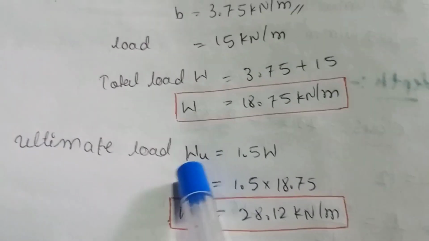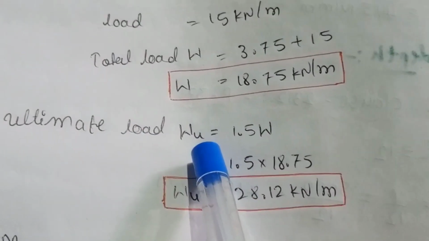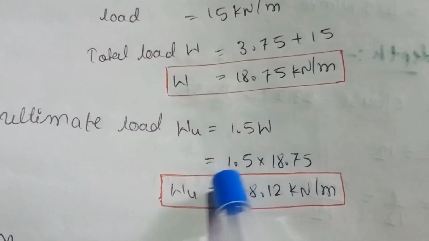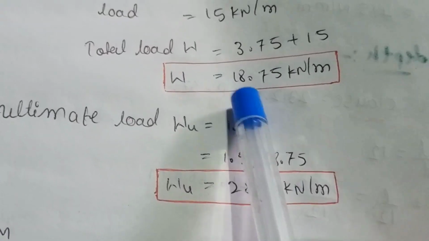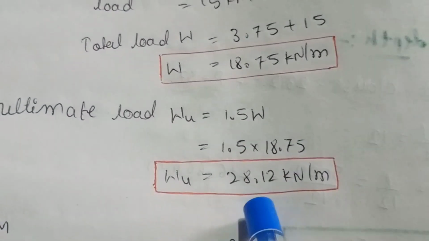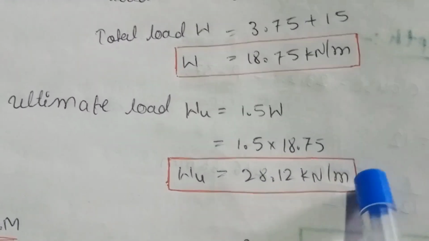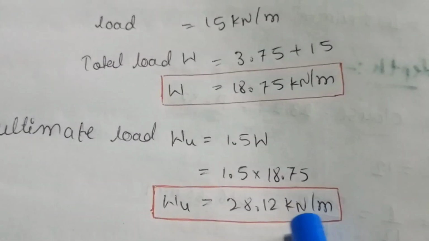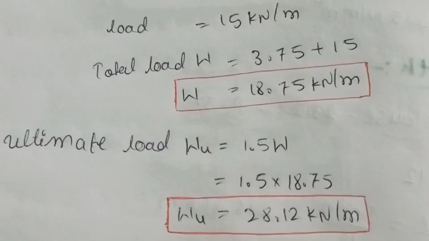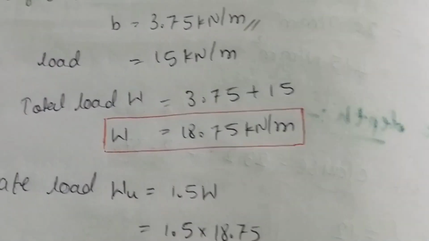After the calculation of load, we'll go for calculation of ultimate load, that is denoted as Wu. This is also called the factored load. For this, we have the formula 1.5 into total load. 1.5 into total, how much have we got? We have got 18.75. After simplifying this, we'll get 28.12 kilonewton per meter. This is our factored load. After the calculation of ultimate load, we'll go for the calculation of effective span.